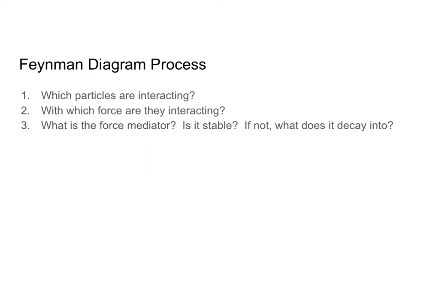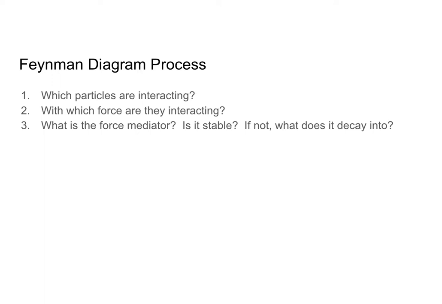So from this, you should have been able to see what the process is for drawing a Feynman diagram. So first, we need to figure out which particles are interacting. Then, we need to figure out with which force they are interacting. So they're going to be interacting with the electromagnetic force, the strong force, or the weak force. And then finally, we need to know what the force mediator is. So is it a graviton? Is it a gluon? Is it a photon? Is it something else? We need to figure out if something is generated, and is that final particle generated stable, or is it going to decay into something? So that's a lot of things.